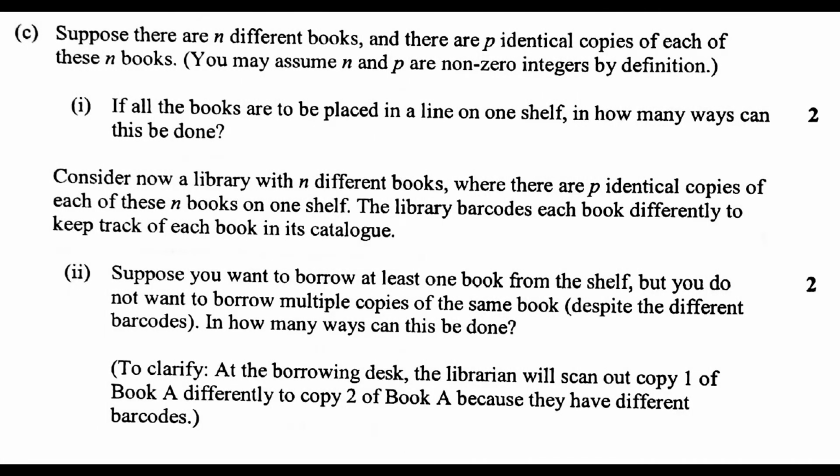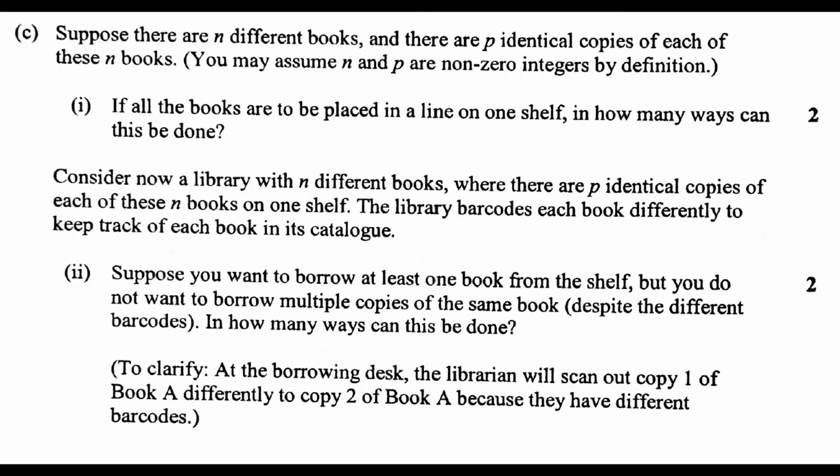Hi everyone, today I'm continuing to look at question 14 of the 2020 Baulkham Hills Extension 1 trial exam. So I've already worked through question 14A and question 14B in separate sets of videos. Here we're looking at part C, which itself has two subparts, so I'll take a look at each of these in separate videos. So here we're going to focus on part 1.